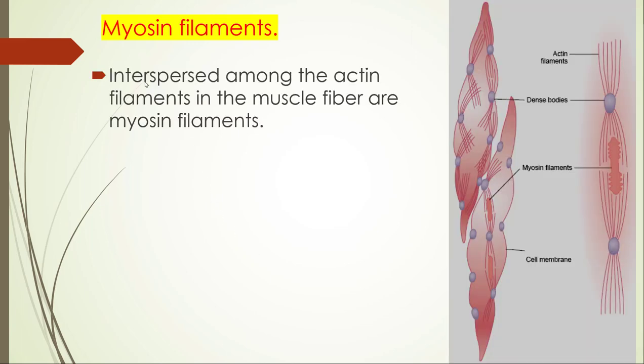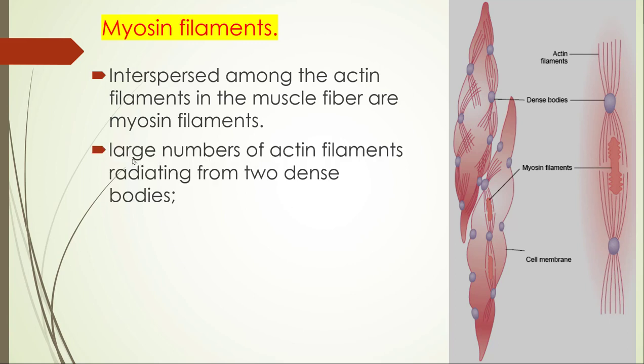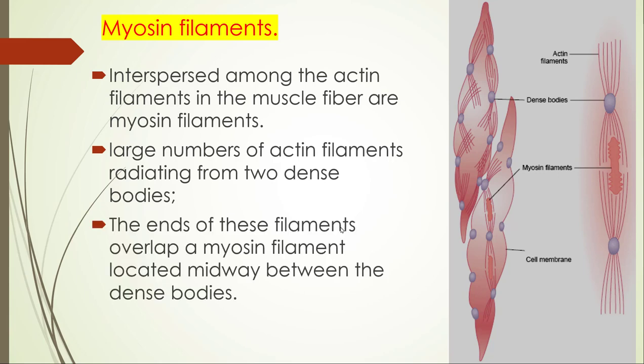Myosin filaments. Interspersed among the actin filaments in the muscle fiber are myosin filaments. These are the actin filaments, and between them there is a myosin filament. A large number of actin filaments radiate from two dense bodies. Here is a dense body above and below. From these two dense bodies, a large number of actin filaments are radiating, and between these dense bodies we have the myosin filament.